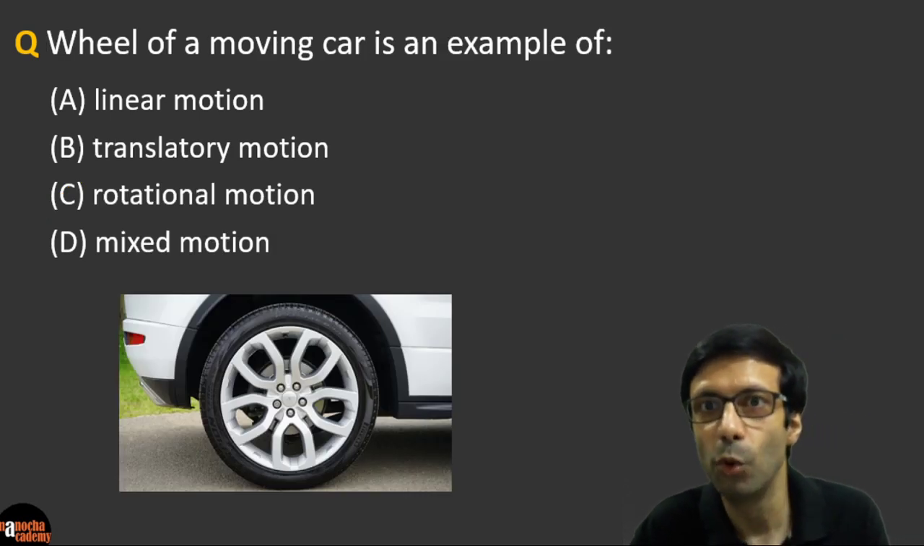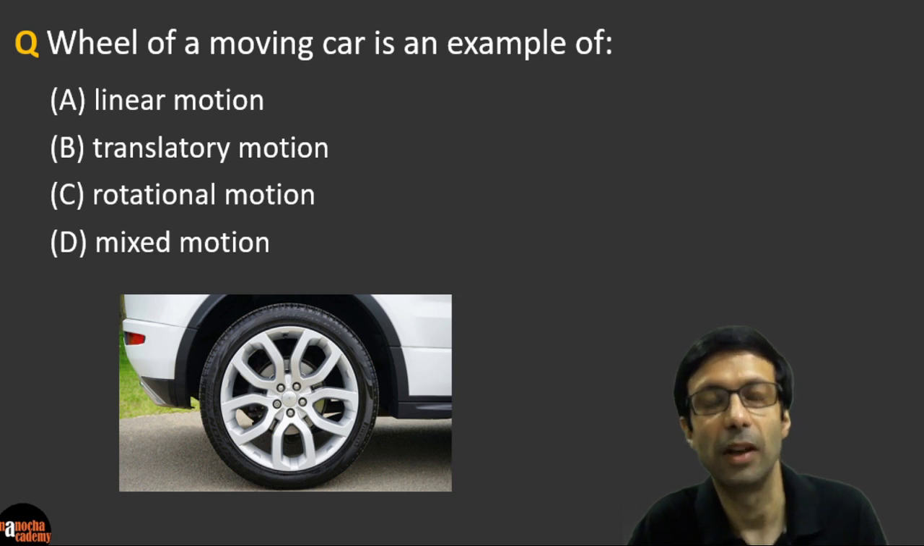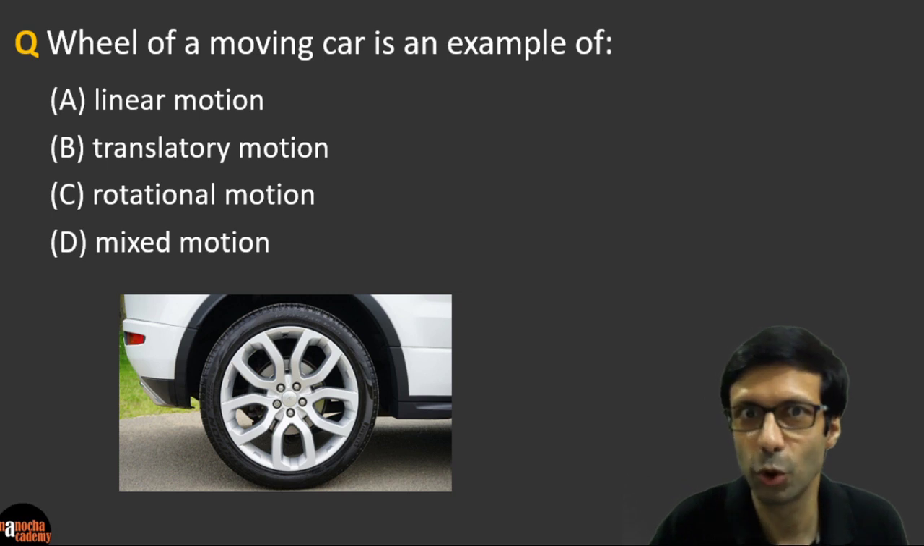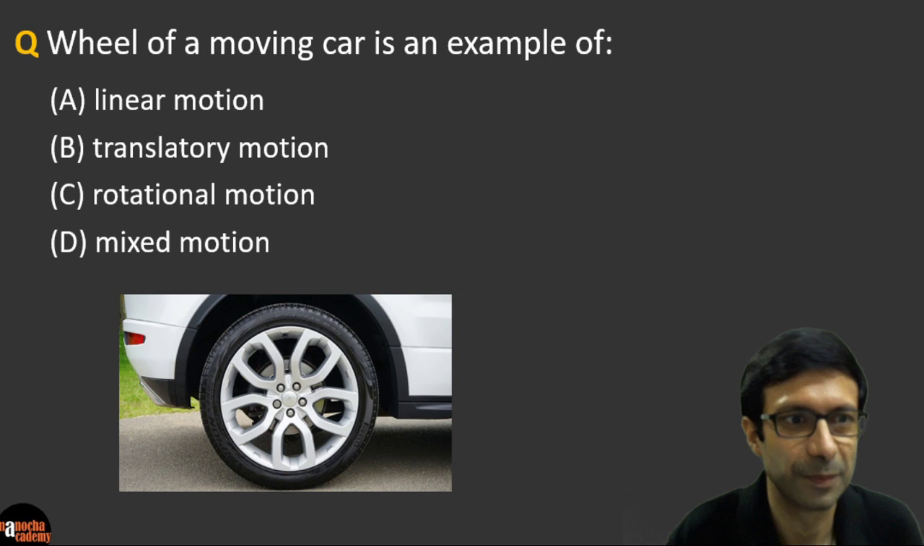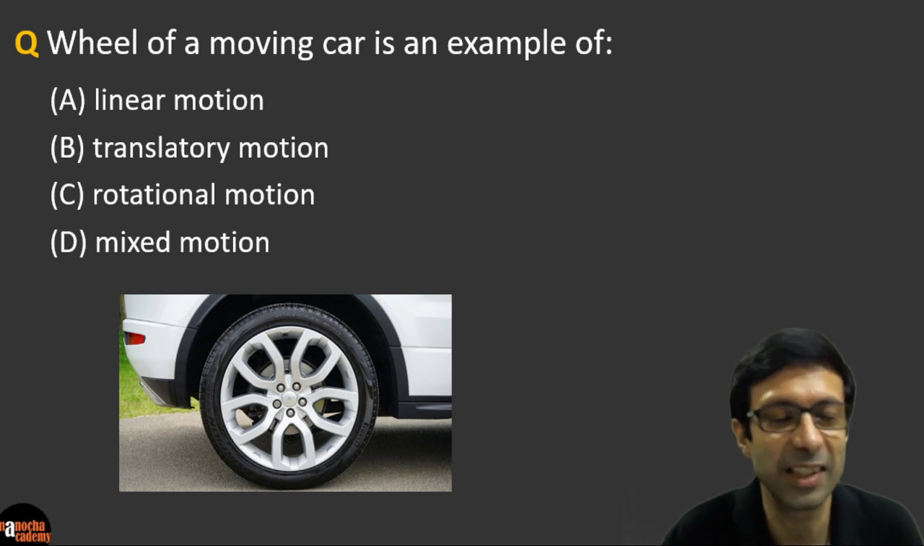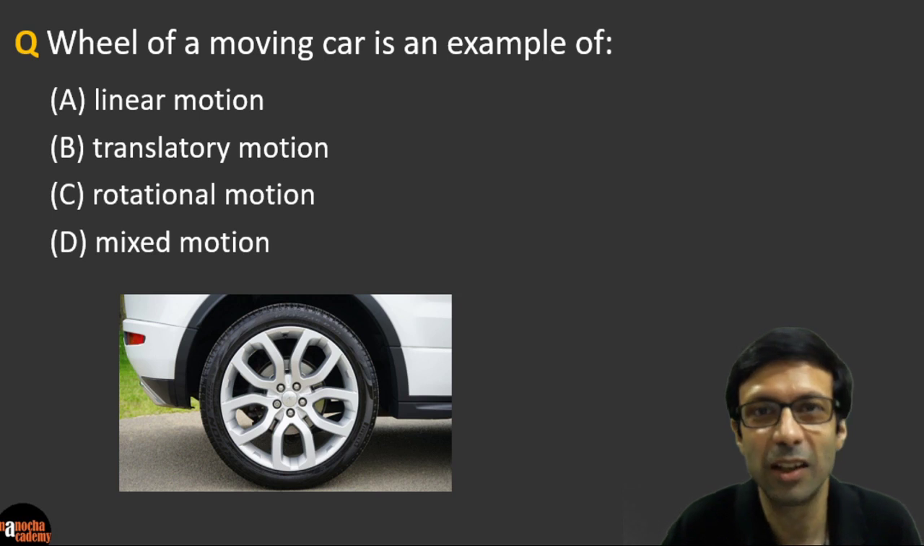The wheel of a moving car is an example of linear motion, translatory motion, rotational motion, or mixed motion? So guys, what do you think? Okay, I'm seeing a lot of answers here. Excellent. I see a lot of people are participating. So please think of the answer and think of all the options that you see here.